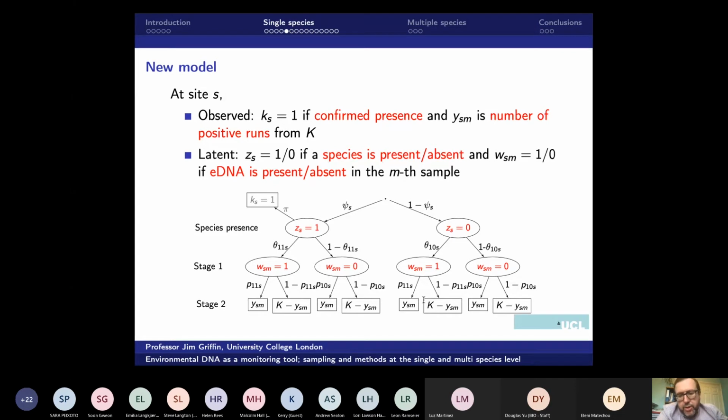And the structure of the model is that these probabilities at the lab stage, so P1,1S and P1,0S, don't depend on presence or absence. They don't depend on ZS's or anything. They just depend on these WSMs. So we separate out the presence at the site from eDNA presence, from recorded presence within the PCR replica. So that's our basic structure of the model.